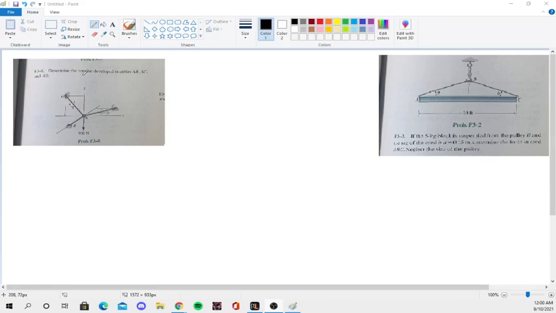Alright everybody, so for the first problem I picked F38, and we just have a bunch of cables and we have to determine the tension in each one. So the first step would be to draw a diagram for it. This would be our X, our Y, and our Z direction.